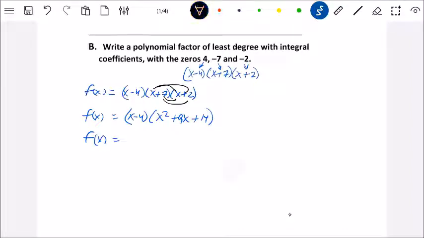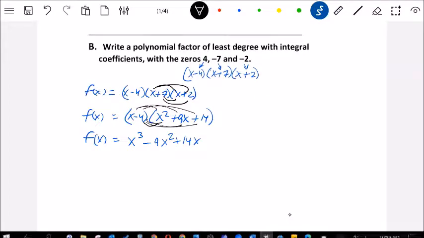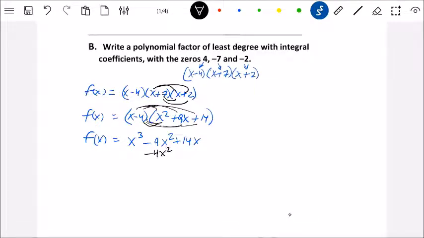And now there's a bunch of these, so in this case, I'm going to do it a little differently. x times x squared is x cubed. And then x times 9x is 9x squared. And x times 14 is plus 14x. Then I'm going to do the -4 times the x squared, but I'm going to put it underneath the other x squared. And -4 times 9x, well, 9 times 4 is 36, so that's a -36x here.